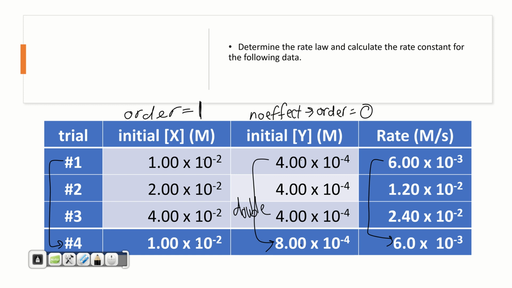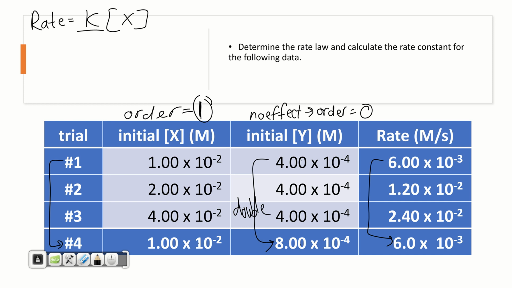Okay, so my rate equation would be rate equals k times x to the exponent 1, so I don't write it, and then I don't even write Y. I mean, I could sit there and write y to the 0, but hopefully you know anything to the 0 power is 1, so we don't even include it. It's not going to be in our equation. So that leads us to our final part.